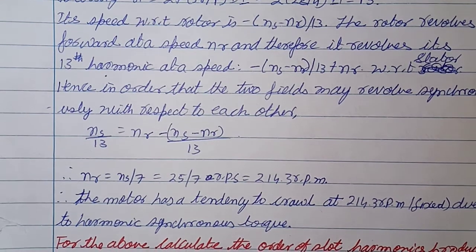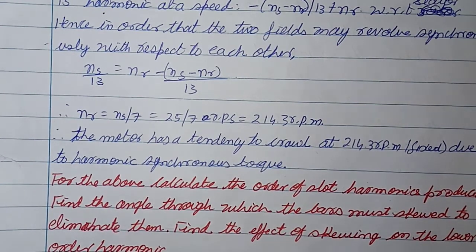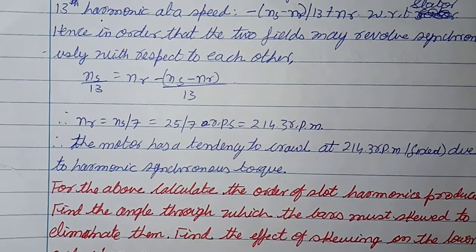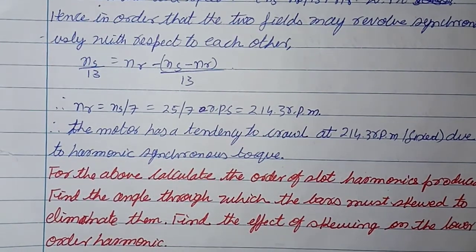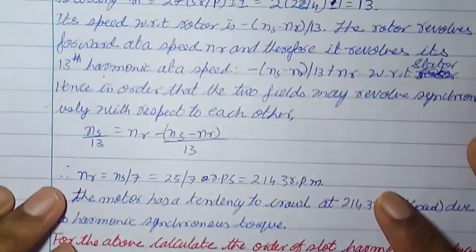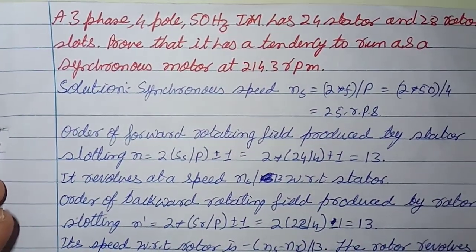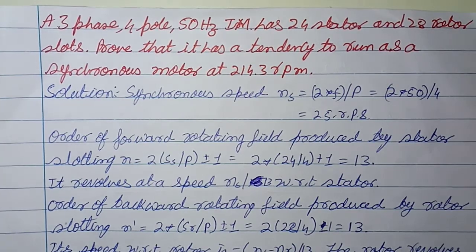Then the next is, for the same motor above, calculate the order of slot harmonic produced. Find the angle through which the bar must be skewed to eliminate them. Find the effect of skewing on the lower order harmonic. The data we have is a three-phase, 4-pole, 50 Hz induction motor with 24 stator slots and 28 rotor slots.